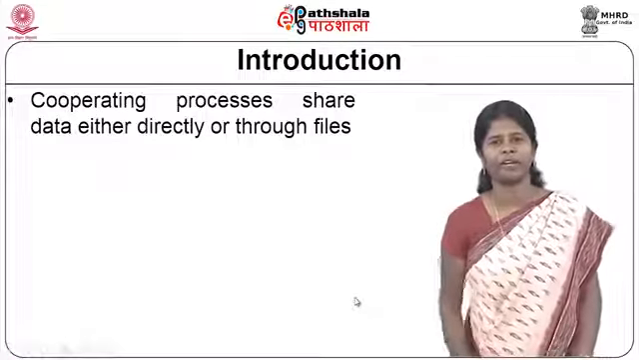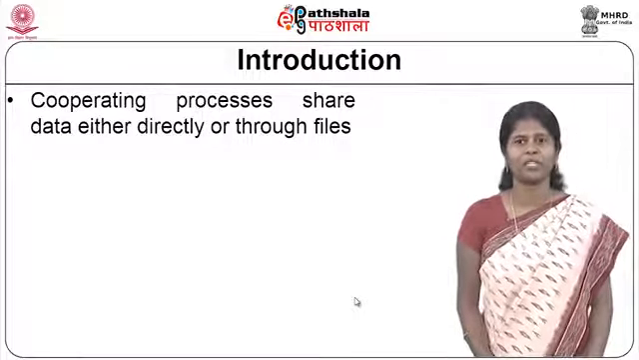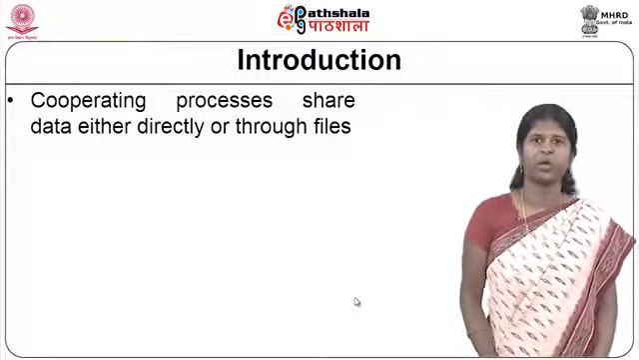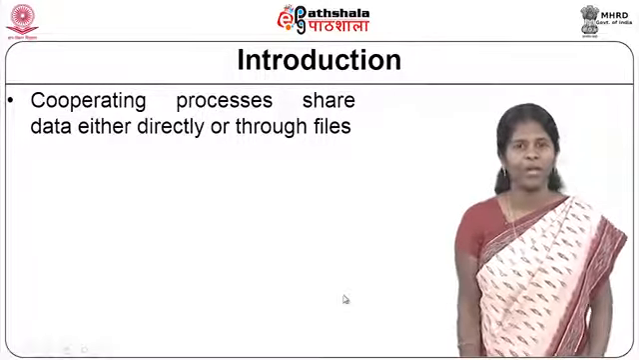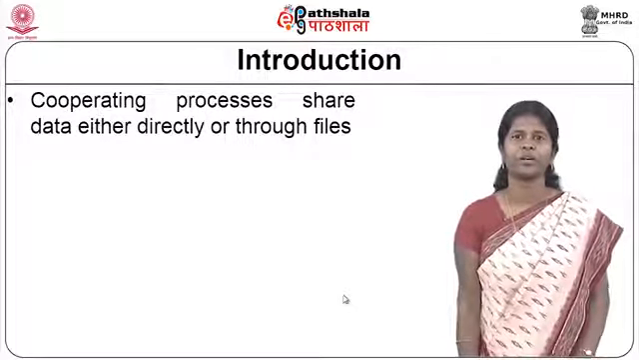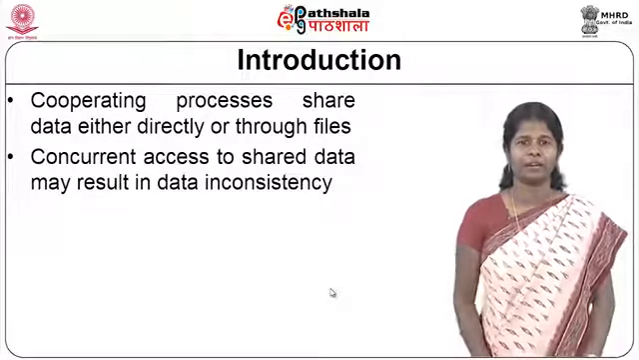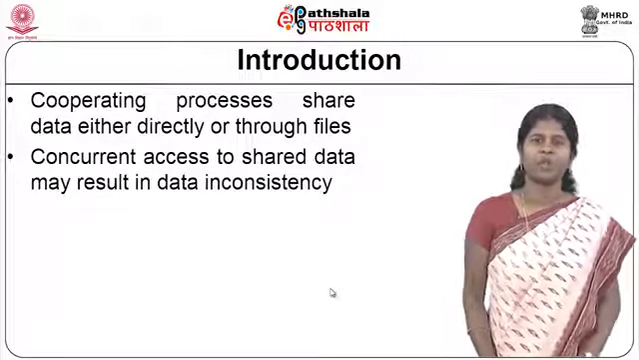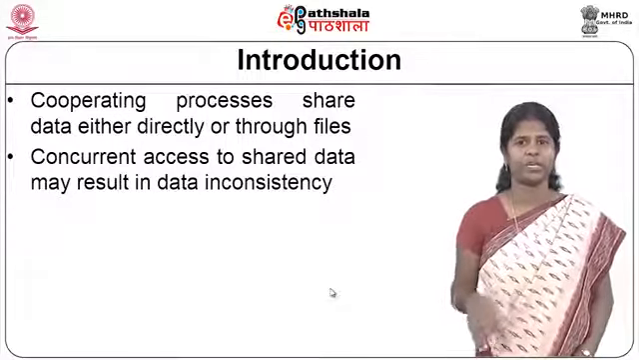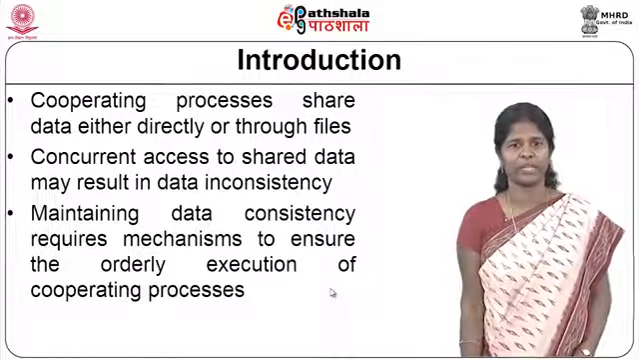We have learned earlier about cooperating processes. So, what are cooperating processes? They are processes that share data either directly or through files. So, when two processes share some common data structure or a common file, the data that they share should not result in inconsistency. When two processes concurrently access the data, it should not lead to inconsistency.